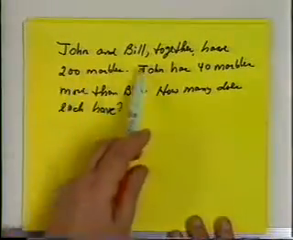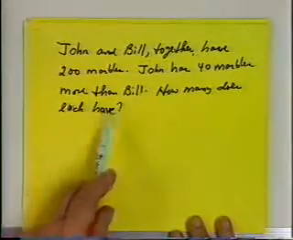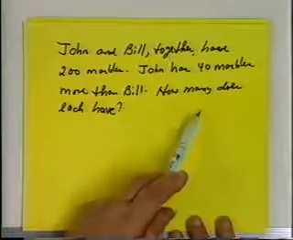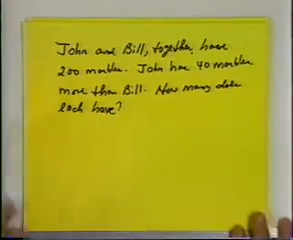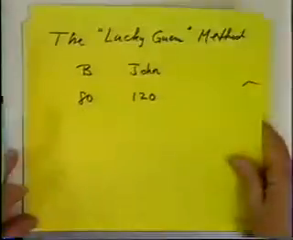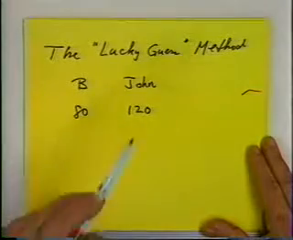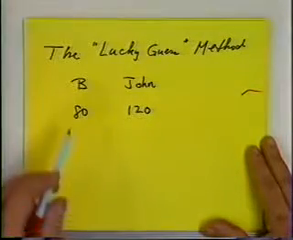This time we say John and Bill together have 200 marbles, and John has 40 marbles more than Bill. And the question now is, how many does each have? By the way, one way of tackling this problem is called the lucky guess method. The lucky guess method says, gee, what if Bill had 80 and John had 120? Let's see if that works.